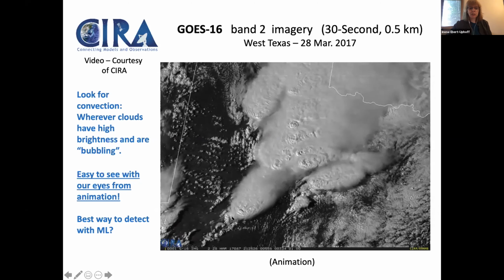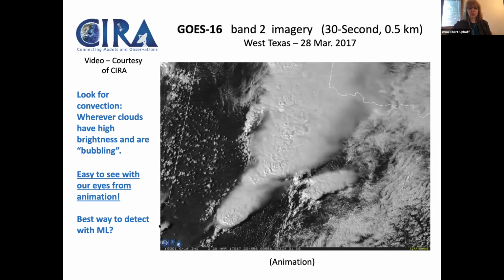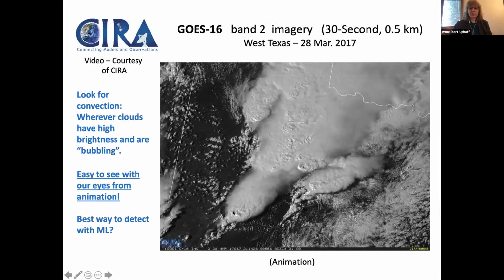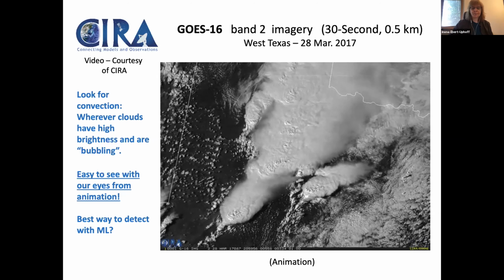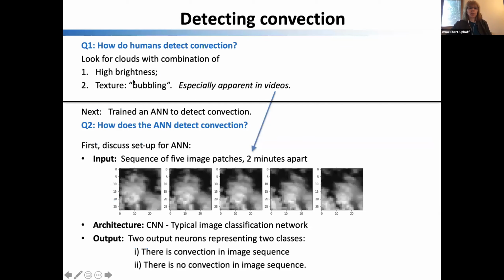So what humans are looking for when they're trying to figure out where the convection is, again, we look for high brightness and we look for this bubbling texture. So again, humans look for high brightness and bubbling. And so now we wanted to set up a neural network to figure this out. And we thought, well, if humans are better at figuring this out when we have several images, a sequence, a video, we should give the neural networks the same chance.